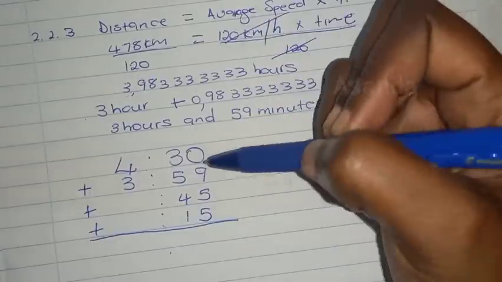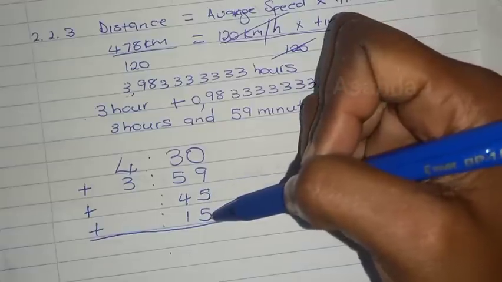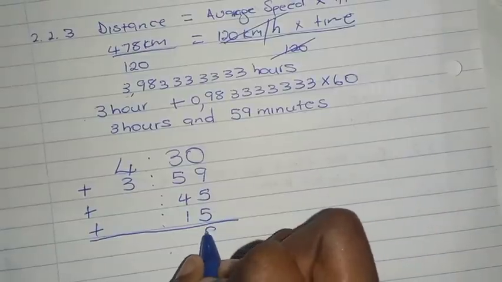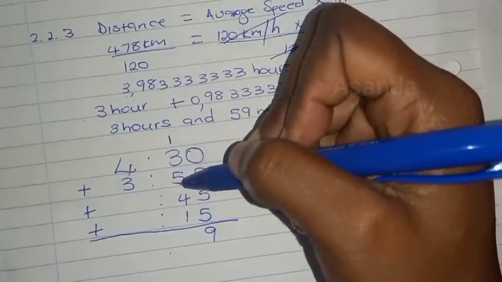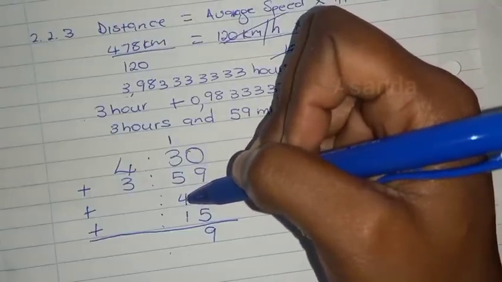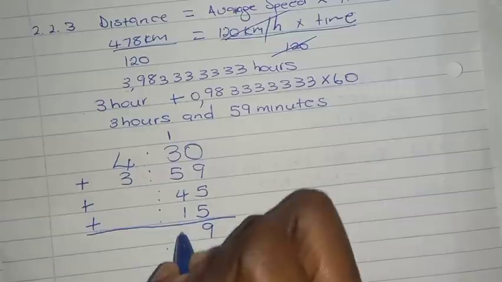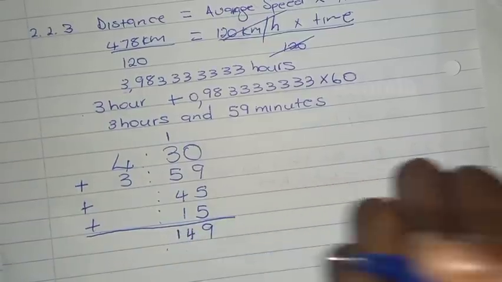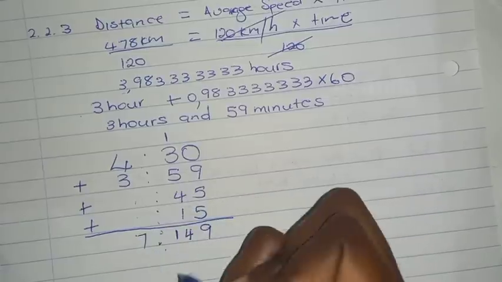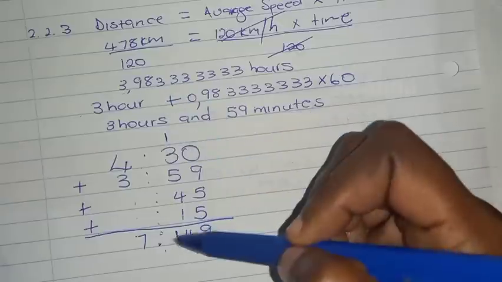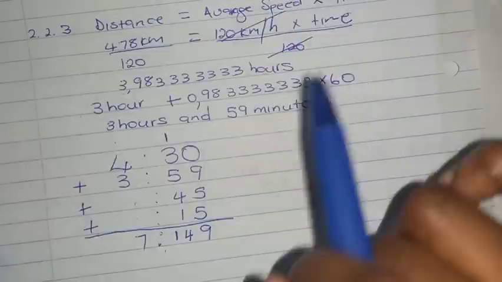Okay, now let's add. 3 plus 0 plus 9 is 9, plus 5 is 14, plus 5 is 19. So that's going to be 9, carry 1. So 1 plus 3 is 4, plus 5 is 9, plus 4 is 13, plus 1 is 14. So that's going to be 149. Then 2, 4 plus 3 plus 0 plus 3 is 7, right? So why am I not carrying 1 that side? I can't, because that's hours and we're working with minutes, not the same measurement.